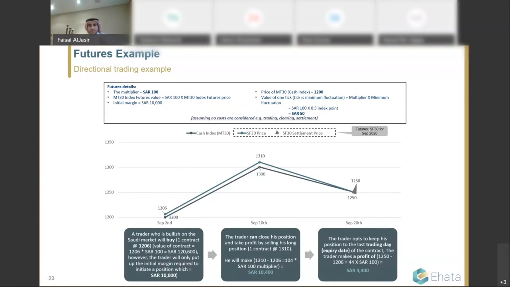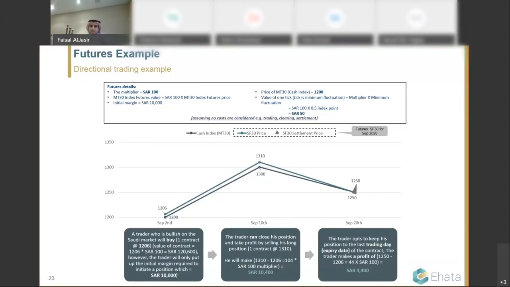He is a buyer. He's exposed. He will benefit if prices go up from 1,206. You multiply the value of the contract by the multiplier, which is 100, and you get 120,600. That's the position. That's the exposure. That's an exposure that you have taken on the future, and equally you have taken on the underlying itself, the MT30. So that's exposure to the market here.